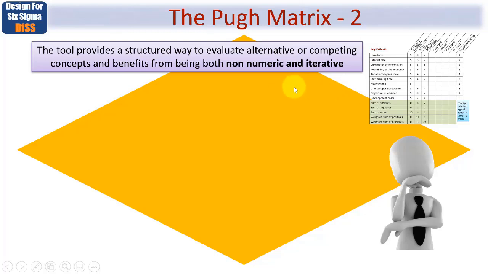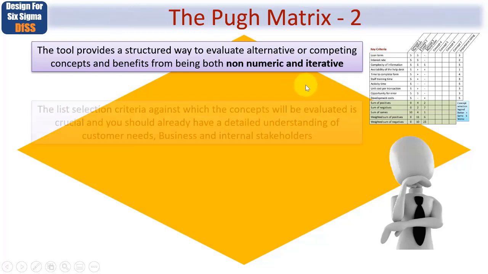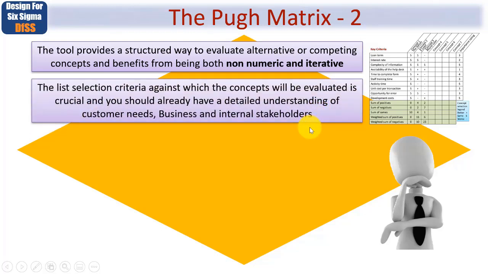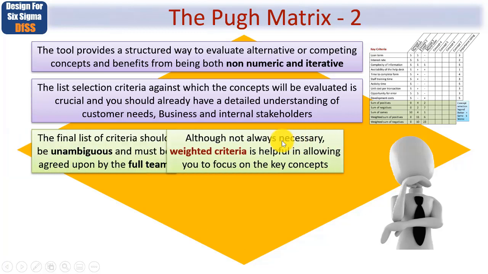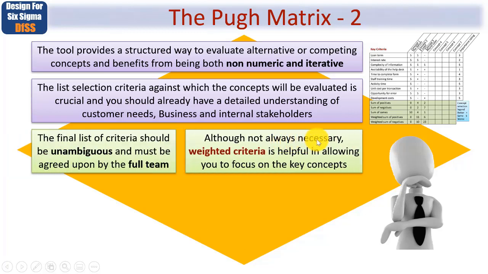Let me show you. The list of selection criteria against which the concepts will be evaluated is absolutely crucial, and you should already have a detailed understanding of customer needs, business and internal stakeholders. So the final list of criteria should be unambiguous and must be agreed upon by the full team. Although it's not always necessary, weighted criteria can be helpful in allowing you to focus on the key concepts.